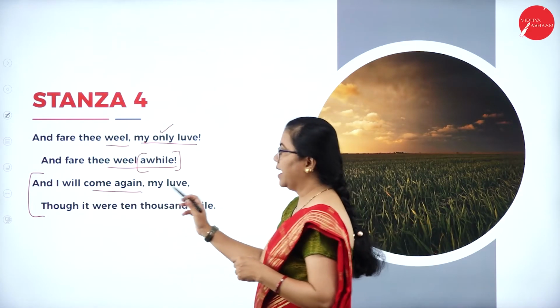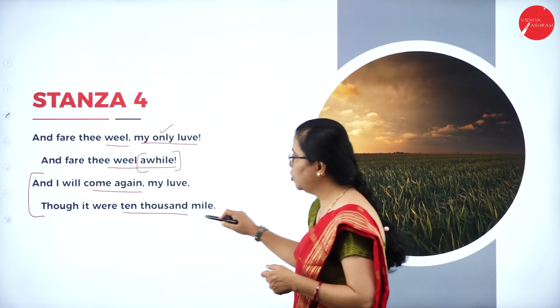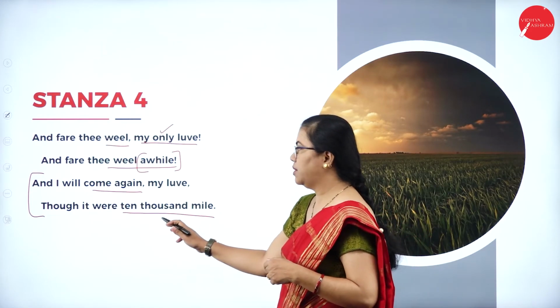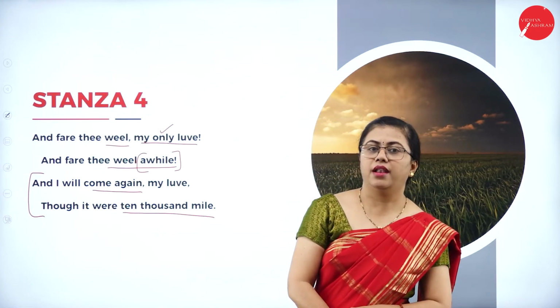Okay, "and I will come back, my love, though it were 10,000 miles." So here you can see, though it is 10,000 miles, he is going to come back towards the love which is waiting for him. He means to say distance doesn't matter. Wherever he goes, he will be back soon. Distance doesn't matter at all. At any cost, he is going to return to his love. Wherever he goes, he is going to come back because she is the only person he has loved till date, and she is the one who is going to be loved in the coming times also.